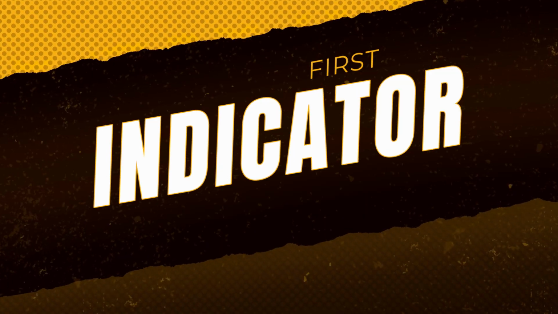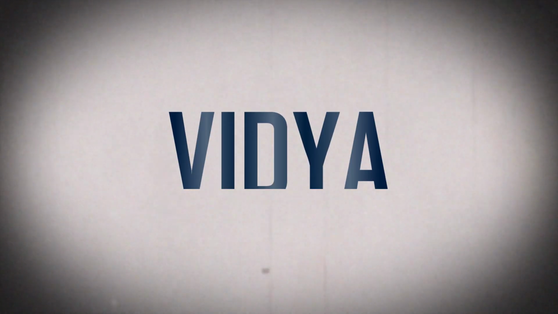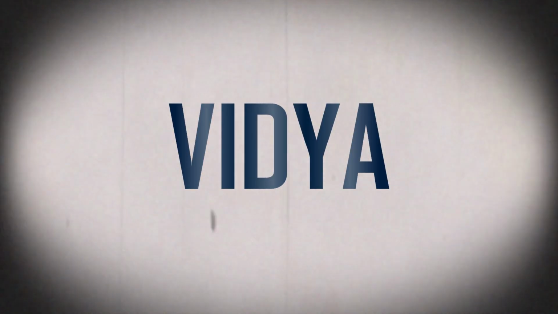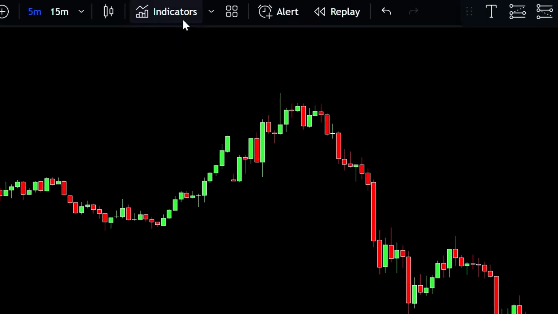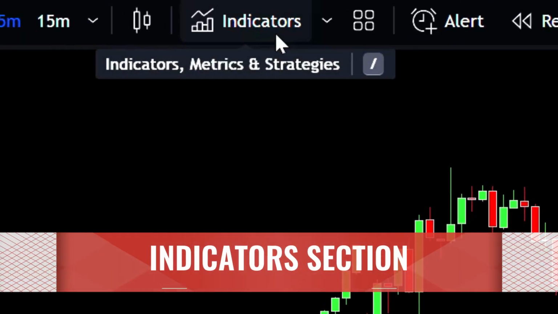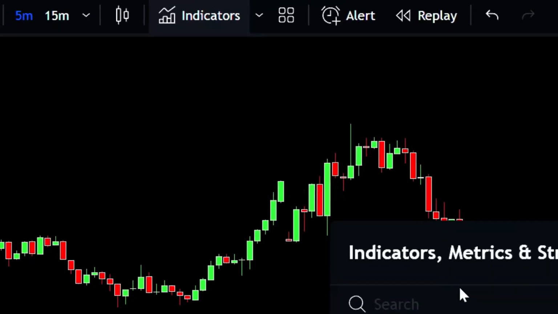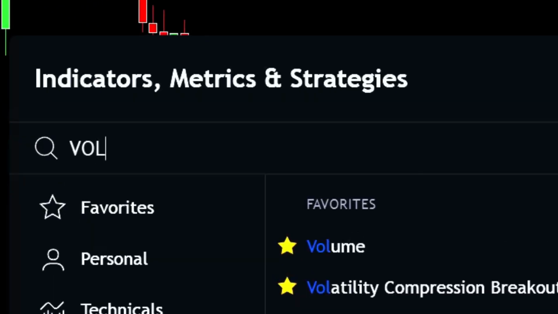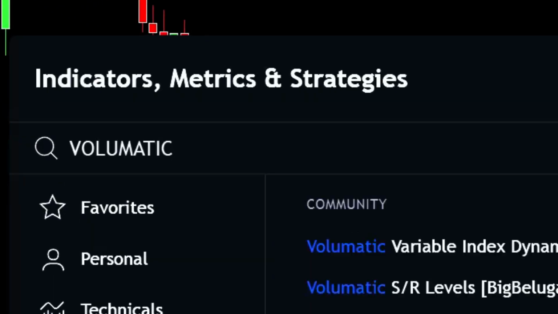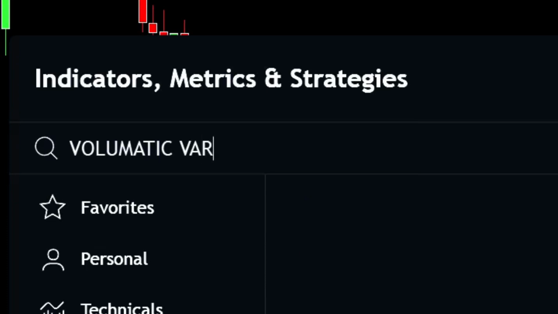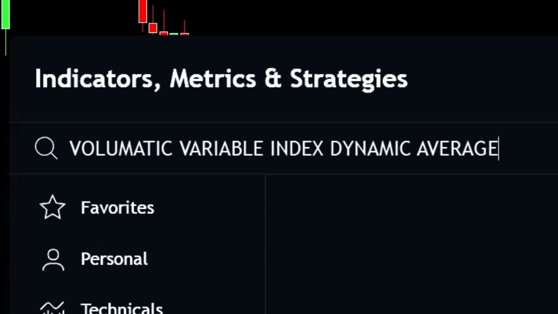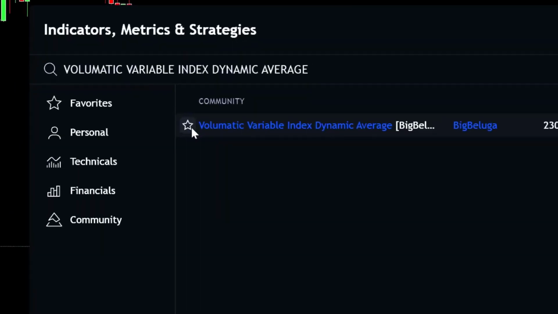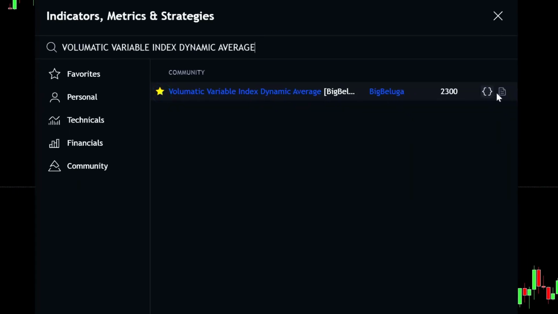We'll be using the volumetric variable index dynamic average indicator, or VDI for short. To add this bad boy to your chart, head over to the indicator section and click on it. A window will pop up. In the search bar, type in volumetric variable index dynamic average. Once you hit enter, scroll through the search results and select the one created by Big Beluga.